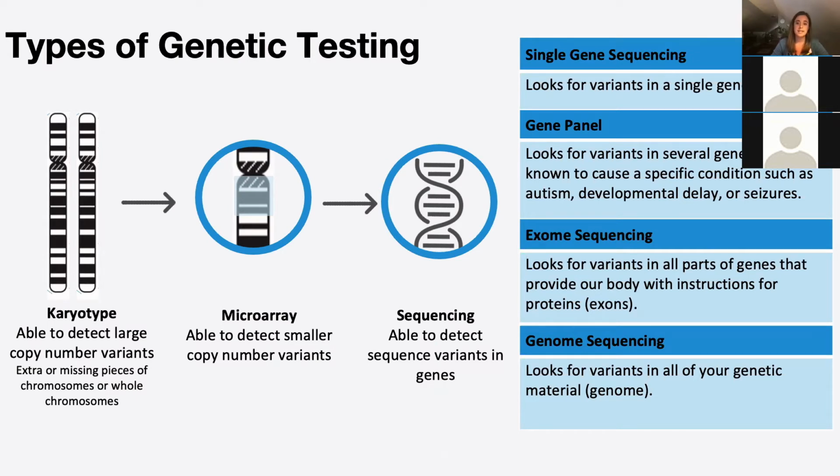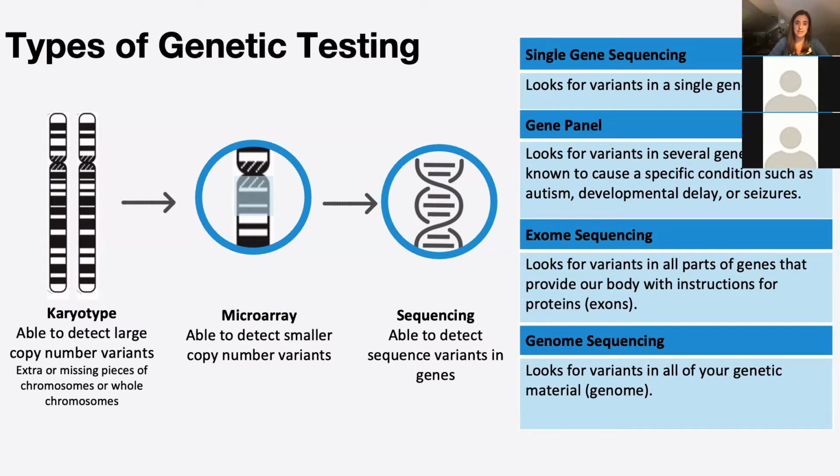If we want to detect sequence variants, we need to zoom in even further to look at the individual letters of our genes. This is done through sequencing. There are a few different testing types that rely on sequencing. Some might look just at a single gene sequencing. Some might look at several genes that are known to cause a specific condition, such as autism or seizures, what we call a gene panel.